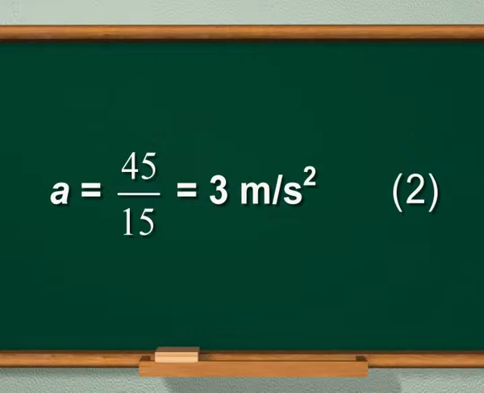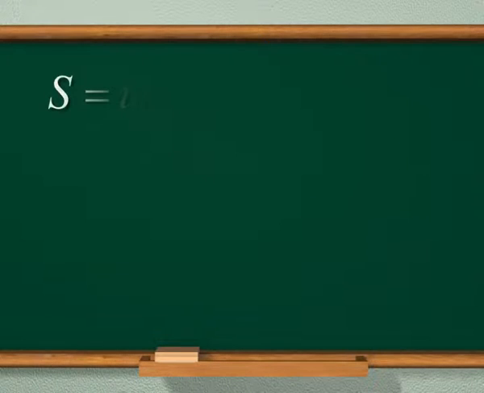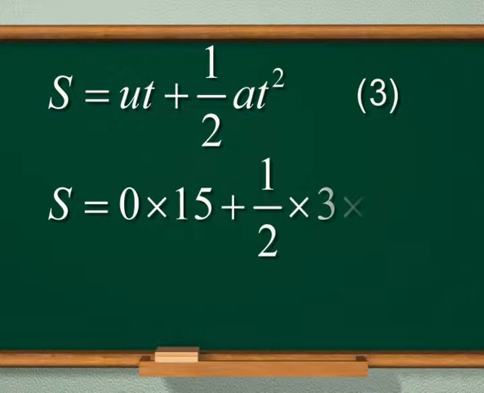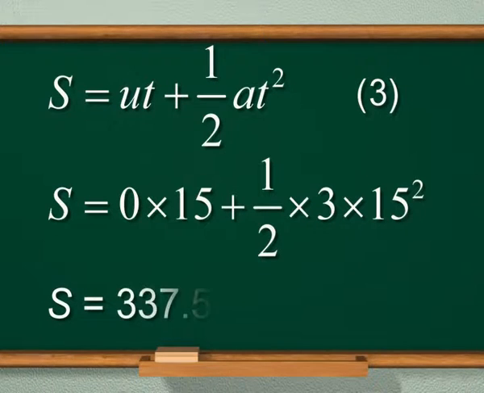Since the equation of motion consisting of position time relation is s equal to ut plus half at square, let this be equation 3. On substituting the values of u, t and a in equation 3, we get s is equal to 0 into 15 plus 1 by 2 into 3 into 15 square. On calculation, we get the distance covered by the car as s equal to 337.5 meter.